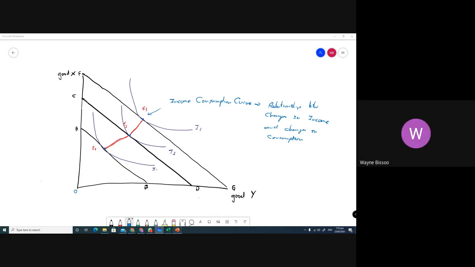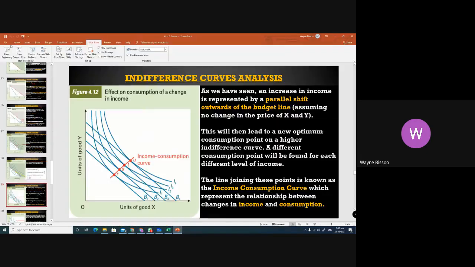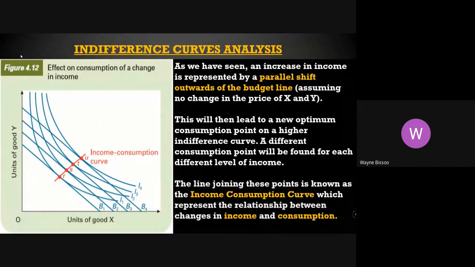Let's go back to the presentation then. It's the same thing here, it's just that the lines are nice and neater.